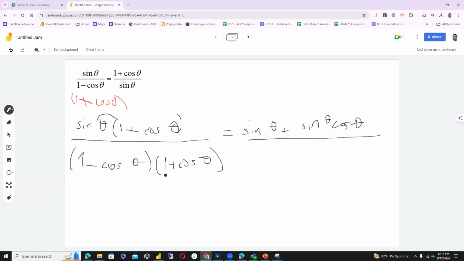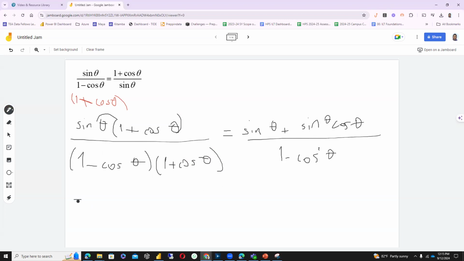This is called the difference of two squares. So when I multiply 1 minus cosine of theta by 1 plus cosine of theta, I always get 1 minus cosine squared of theta. I know this because I know the factoring rules very well. But if you don't believe me, you can do the long way. You can FOIL them and you're going to see that the negative cosine theta and positive cosine of theta cancel each other. And then you will end up with 1 minus cosine squared of theta.